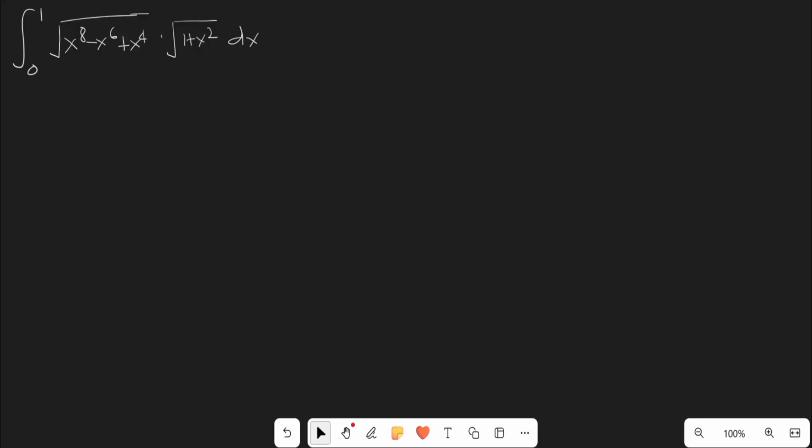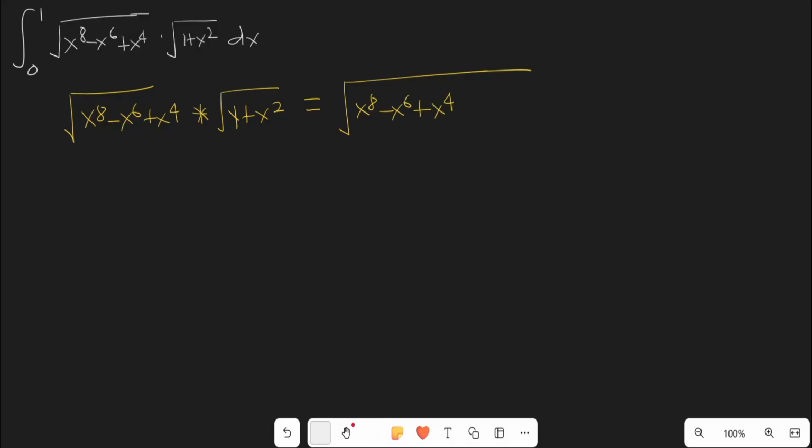Let's start off by multiplying the terms out in the square roots. So we have the square root of x to the 8th minus x to the 6th plus x to the 4th, times the square root of 1 plus x squared. This is multiplication. So multiplying the terms out, you have x to the 8 minus x to the 6 plus x to the 4th, plus x to the 10th minus x to the 8th plus x to the 6th, like this.